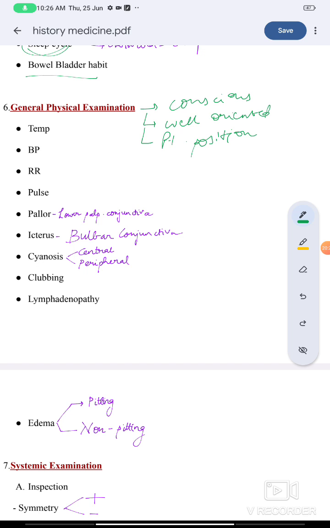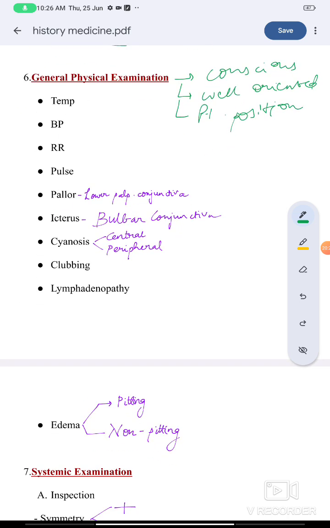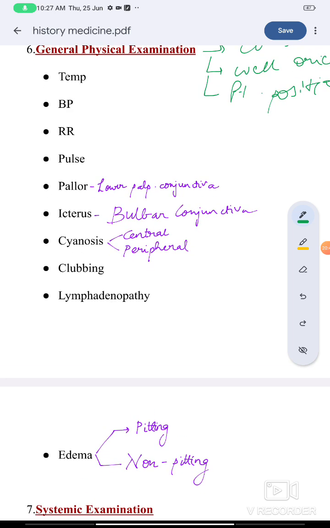You have to always carry out the general physical examination in a well lit room so that things like pallor and icterus can be noticed very well. So to begin with, how will we write this? On examination, the patient is conscious, well oriented to time, place and person, and lying down in the supine position in a well lit room. Then you will note the temperature. If you have a thermometer, very well, or else you will simply write febrile or afebrile. Febrile means the patient has fever and afebrile means does not have fever.